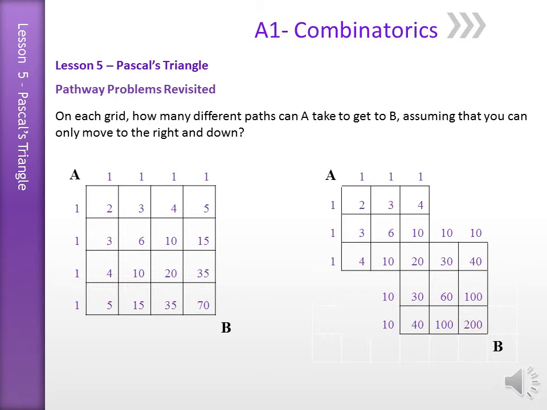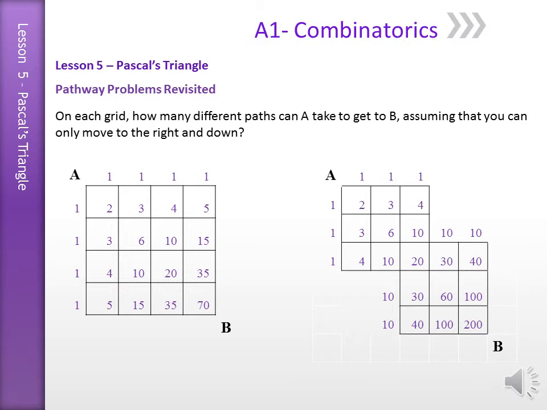For each additional point, we just add the number directly above to the number that's directly to the left. So the 2 comes from adding the 1 above and the 1 to the left. The 3 comes from adding the 1 above and the 2 to the left. The 4 would come from adding the 1 above to the 3 to the left. And we just keep repeating this pattern until you get to the end. In this case, the number would be 70. You may just want to stop the video to make sure that you can fill in this pattern before attempting the second one.